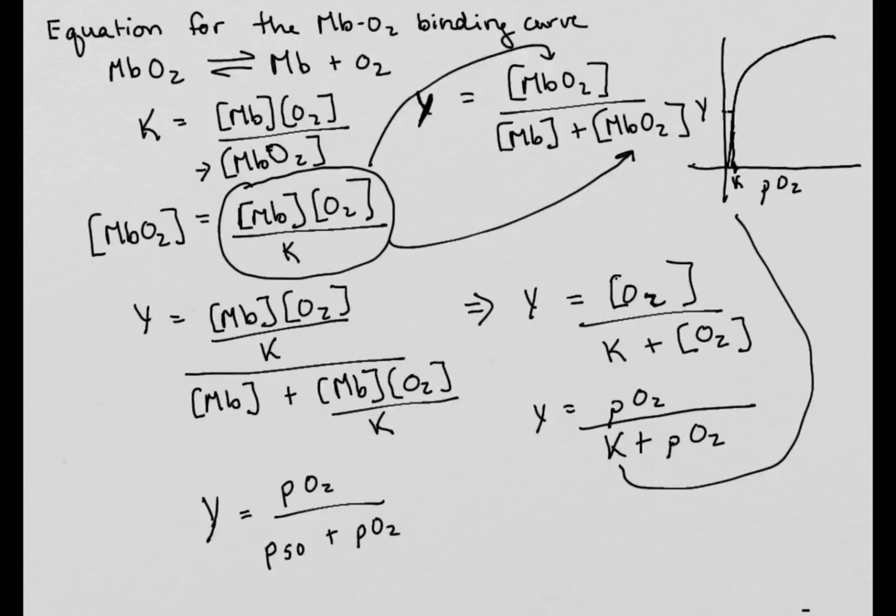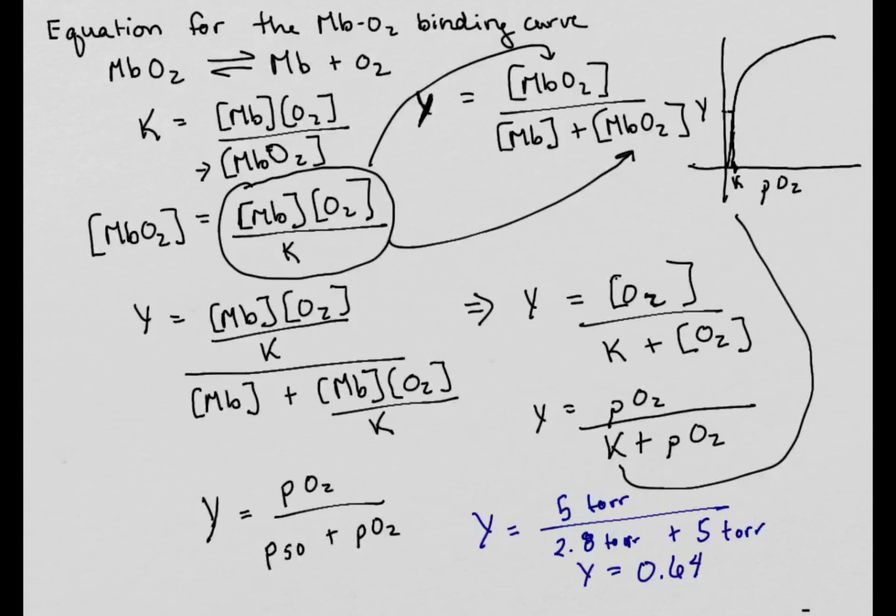Now we have a really useful equation. We can think about a situation. Maybe we want to know what the fractional saturation of myoglobin is when the partial pressure is 5 torr. We can go ahead and calculate that. So we'll say it's 5 torr over, we know P50 is 2.8, of course, plus 5 torr. So fractional saturation is equal to, what's that, 64%.